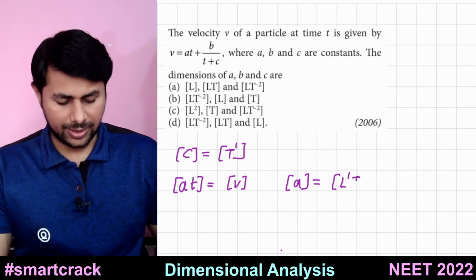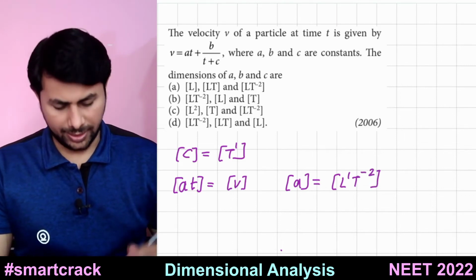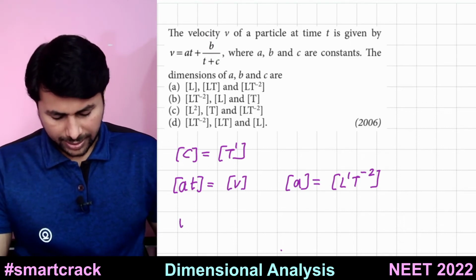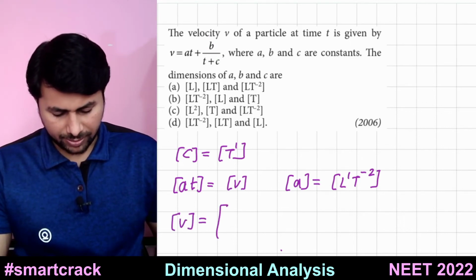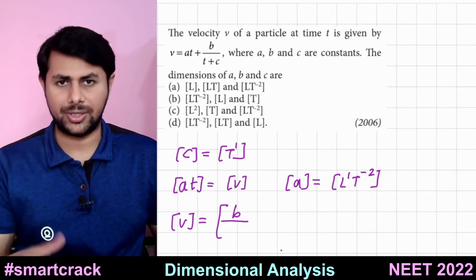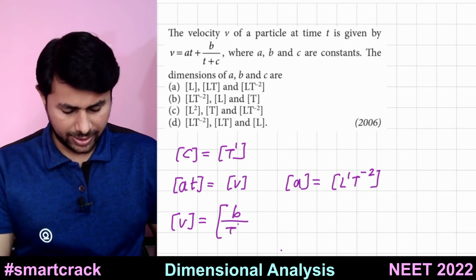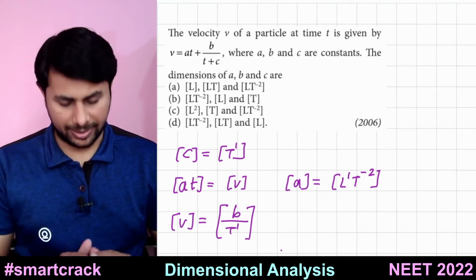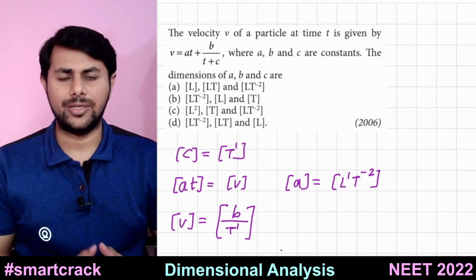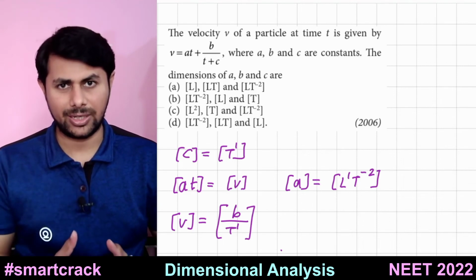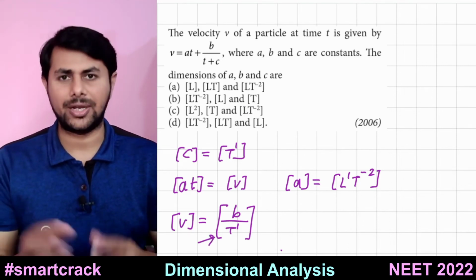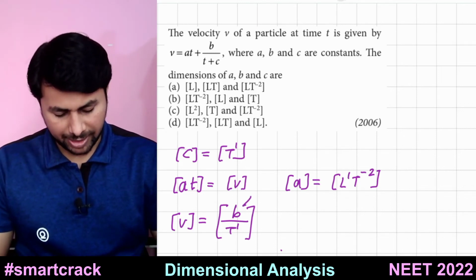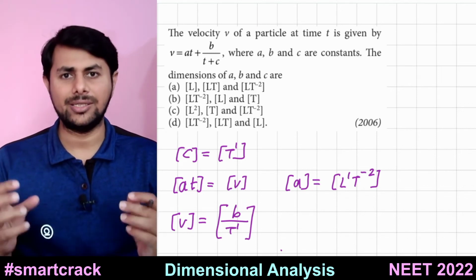It is L1 T raised to minus 2. Okay. And then here we have dimensions of V equal to dimensions of this term B upon T plus C. So actually dimensions of this term in denominator are equal to dimensions of time. So we know speed is equal to what? Distance upon time. So here we have time in the denominator. That means dimensions of this term must be equal to what? Dimensions of distance, that is length.